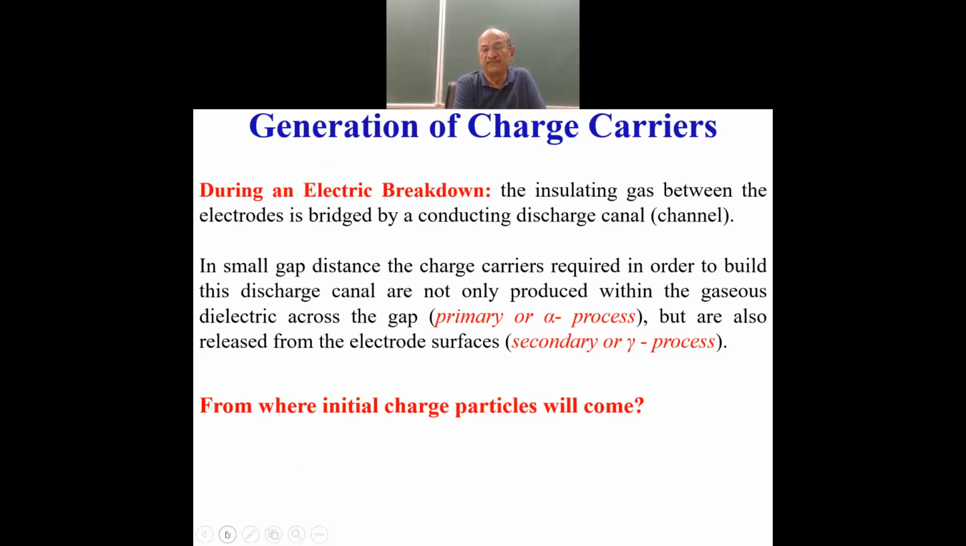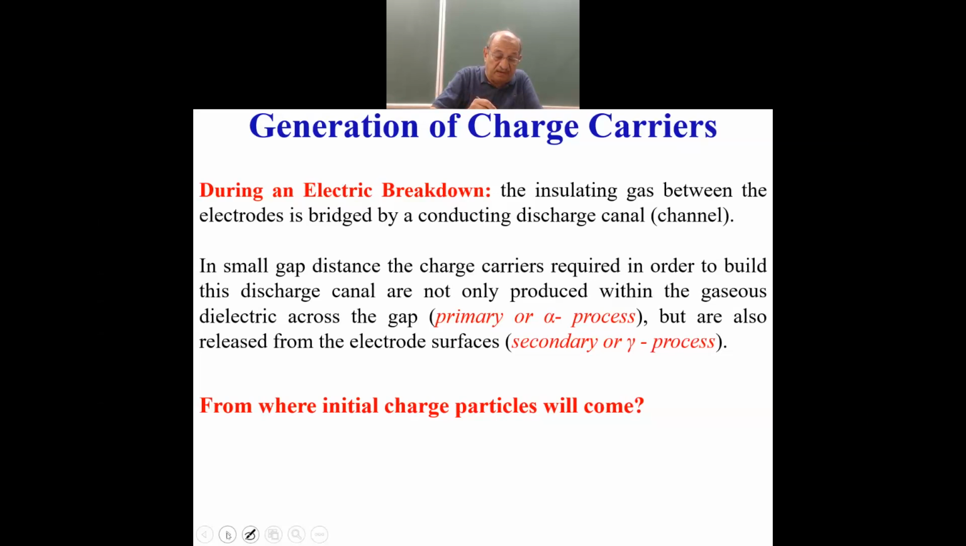This is true only for very small gap distances. That means the surface of the electrode plays an important role if the gap distances are very small. But if the gap distances are not that small, the total process of ionization takes place only by the alpha, or primary process, within the dielectric. So that is a major difference between small gap distances and long gap distances.